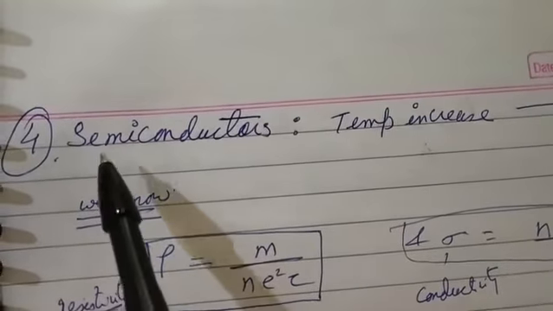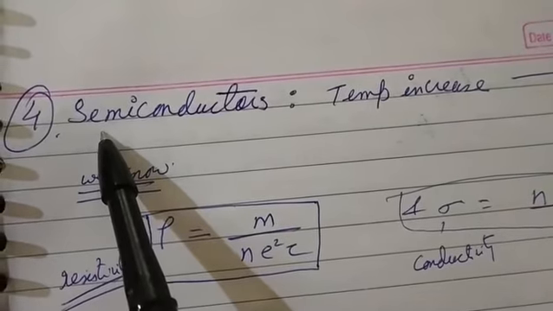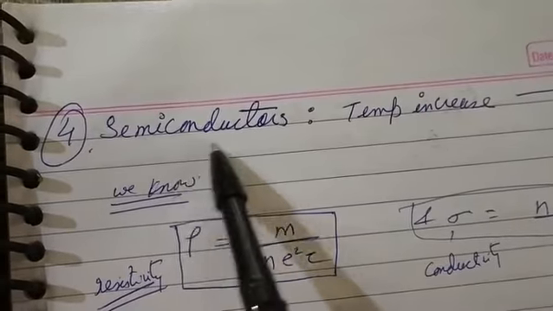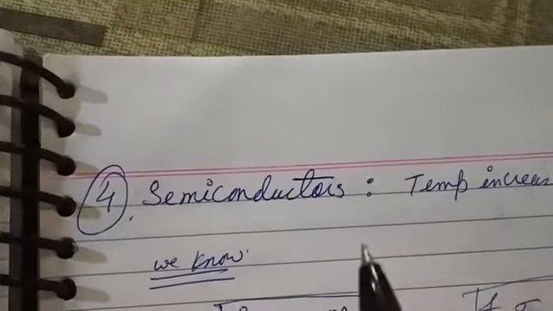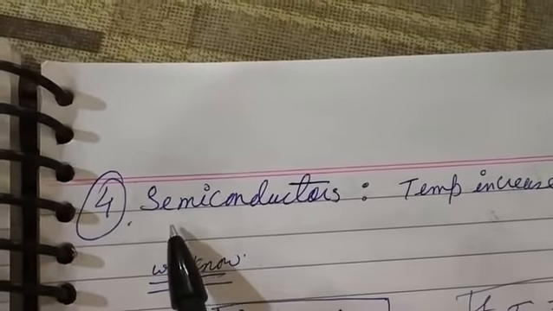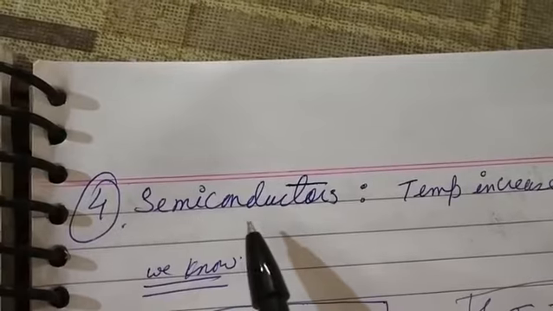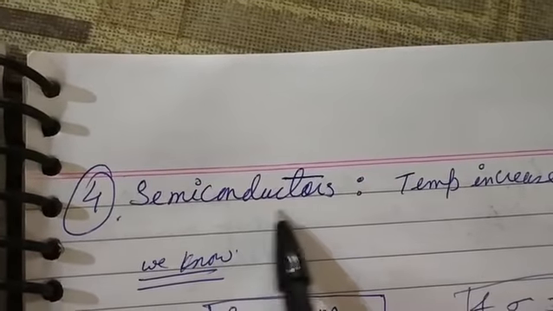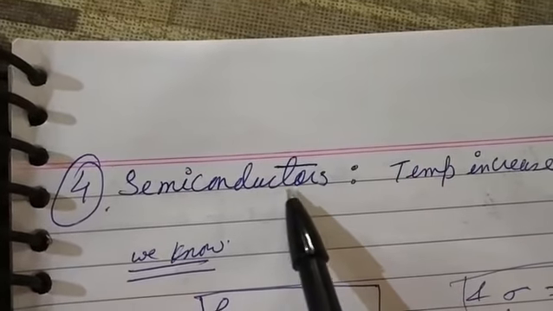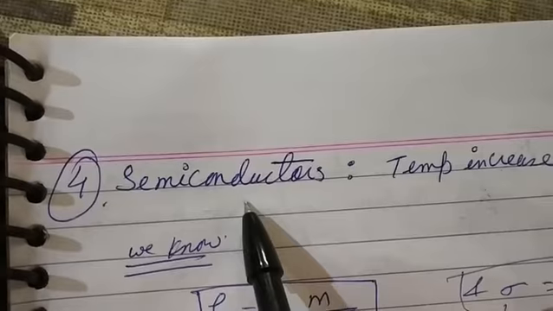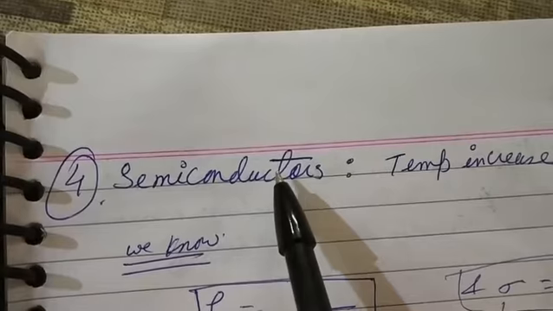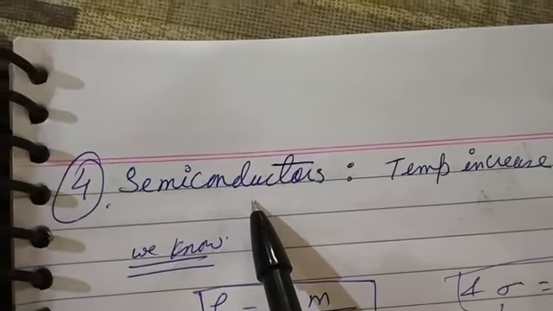Now next is the semiconductor. What is the effect of temperature on the resistance of a semiconductor? One separate chapter is there in your class, so we will study it in detail afterwards. For now, only remember that when semiconductors are heated, they behave like a conductor, and when the temperature decreases, they behave like an insulator. So a semiconductor behaves as a conductor by increasing the temperature and as an insulator by decreasing the temperature.